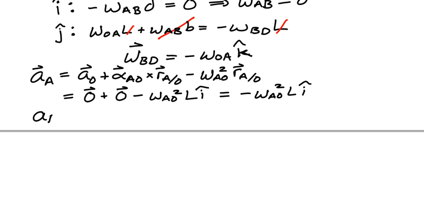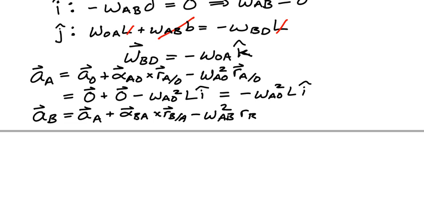If I do that, I can say that the acceleration of point B is going to equal the acceleration of point A plus alpha BA cross r of B with respect to A. And then because this is a scalar problem, I can subtract off omega AB quantity squared times r of B with respect to A.